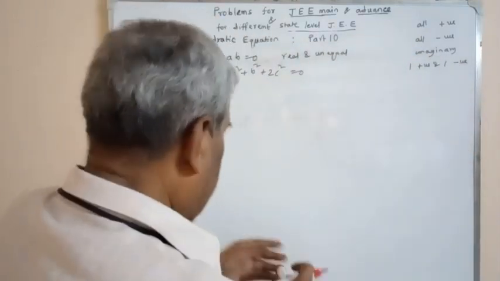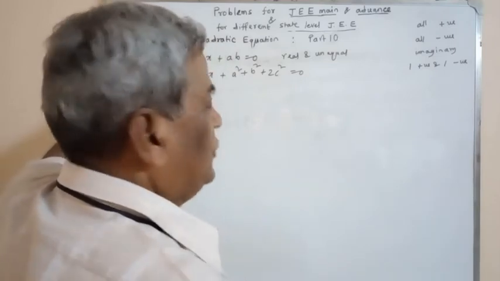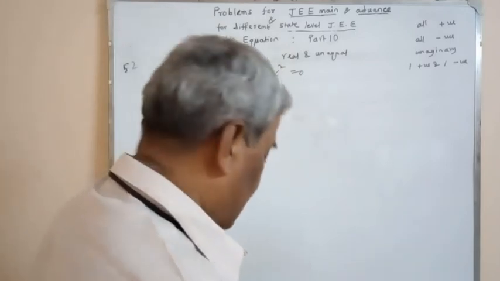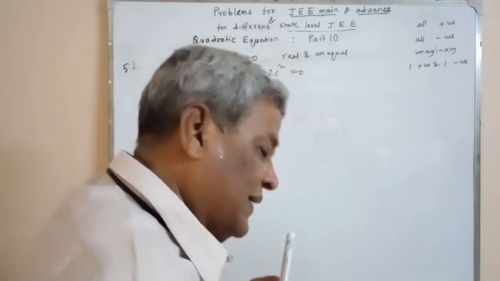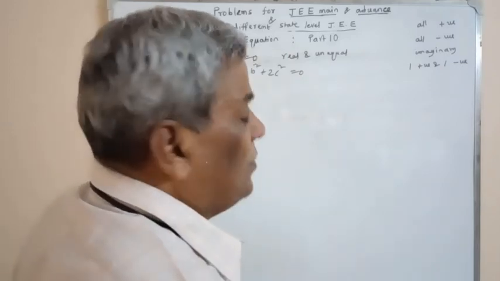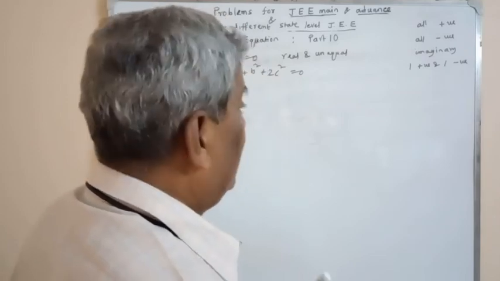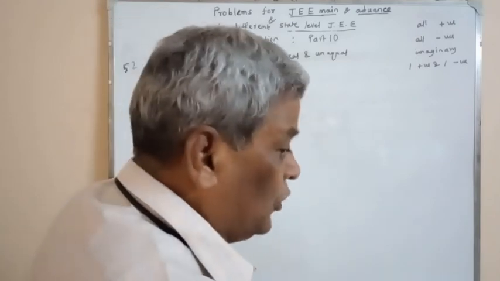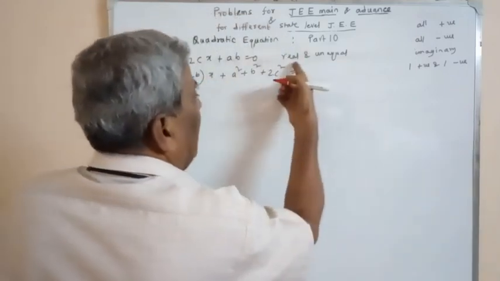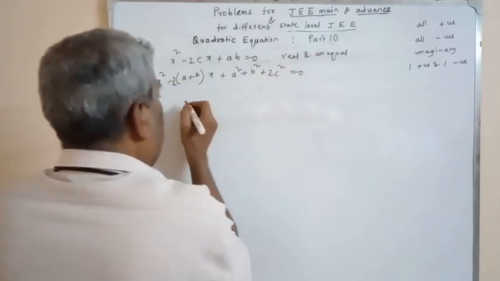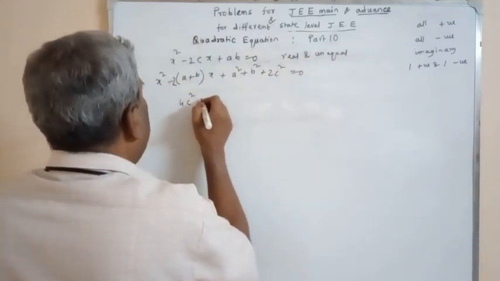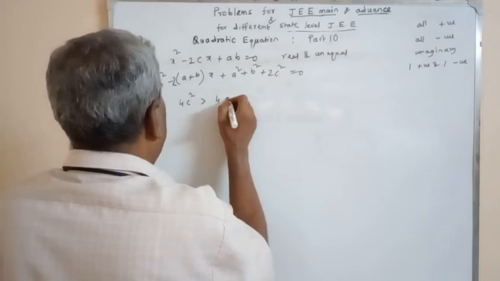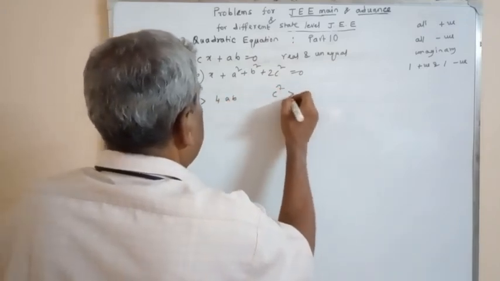Here, given this quadratic equation, its roots are real and unequal. If roots are real and unequal, then the discriminant must be positive. If real and equal, delta will be 0. So in this case delta is positive, that is 4c square is greater than 4ab. That is, c square is greater than ab.